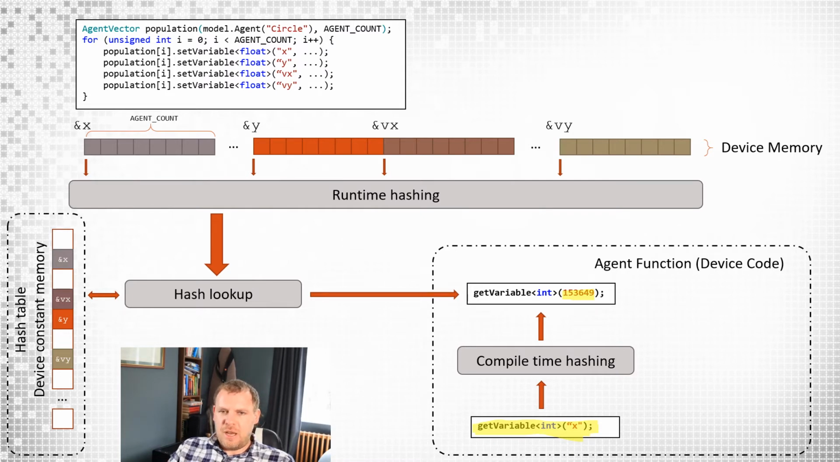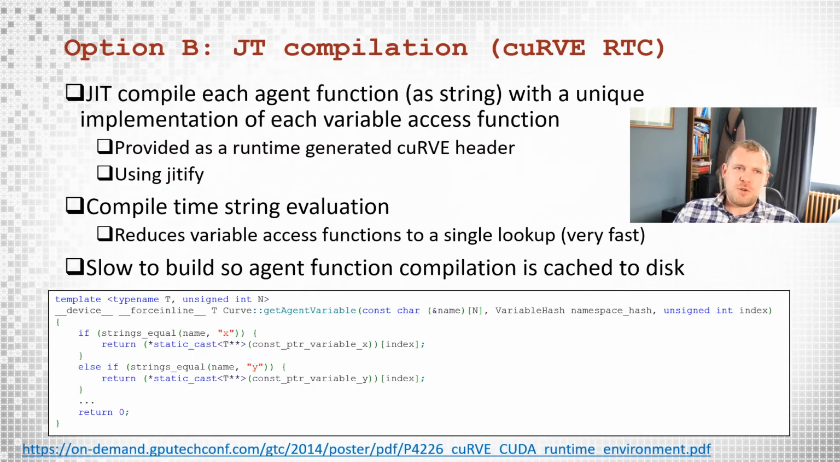Because all agents will query the same variable at the same point, that read from constant memory is done as a broadcast, so it's reasonably efficient. Of course, it adds a small amount of latency, but it's generally quite efficient. The hash table itself is populated at runtime depending on the agent description and the agent vector or the population data that's set. So option 2, or option B, is just-in-time compilation.